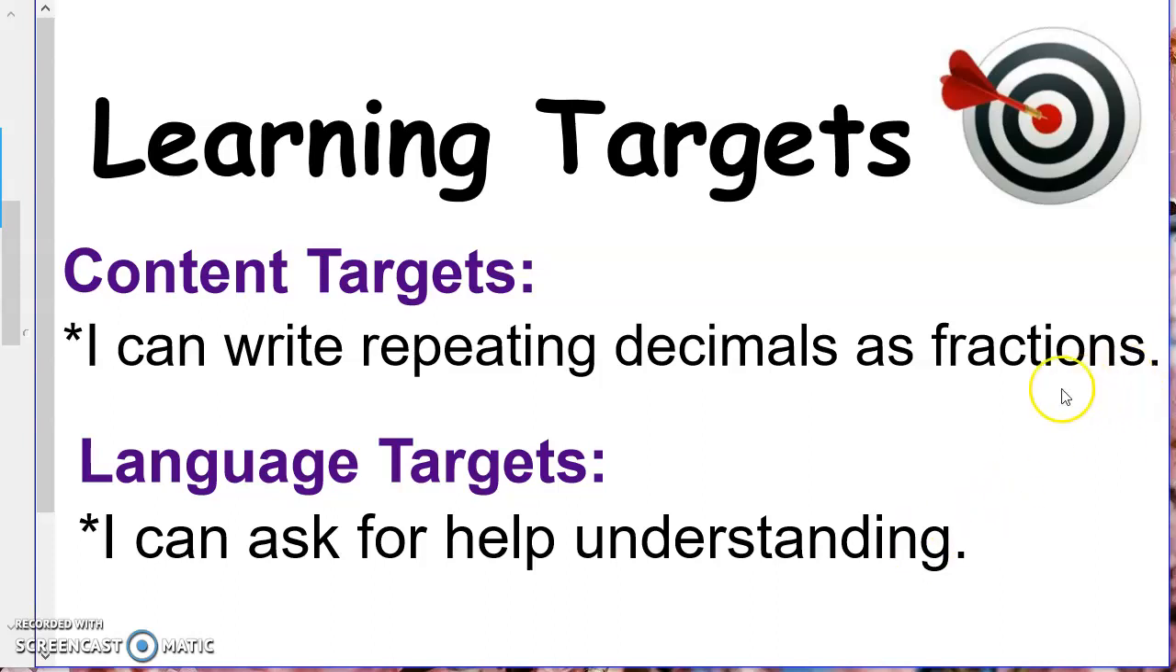Now, most of the time you've probably seen that when you take a top number divided by a bottom number, sometimes you do get repeating decimals. Those are rational numbers, but now we want to go from the repeating decimal back to the fraction.